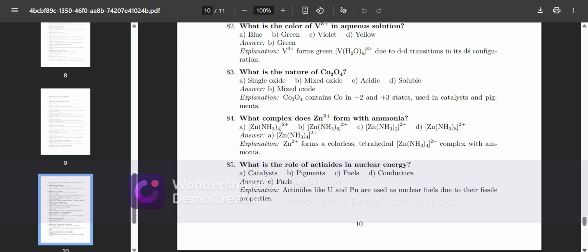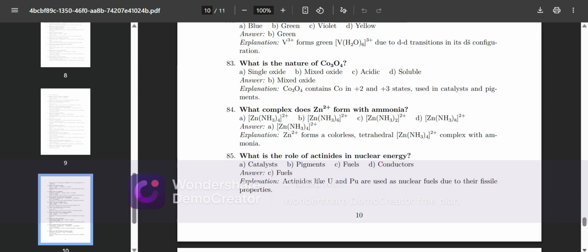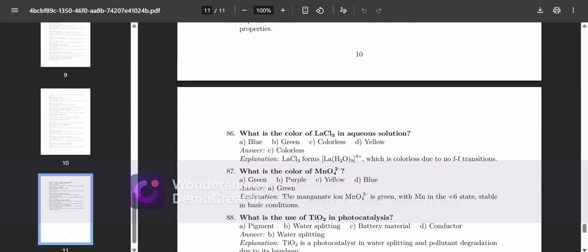What complex does Zn2+ form with ammonia? [Zn(NH3)4]2+. Zn2+ forms a colorless tetrahedral [Zn(NH3)4]2+ complex with ammonia. What is the role of actinides in nuclear energy fuels? Actinides like U and Pu are used as nuclear fuels due to their fissile properties.